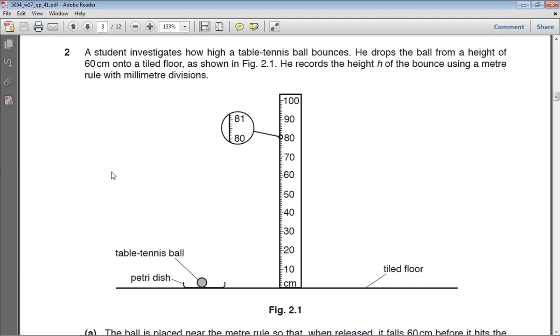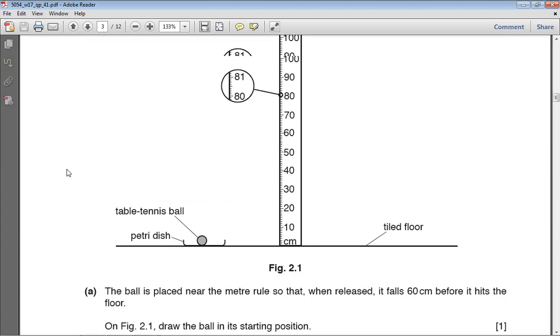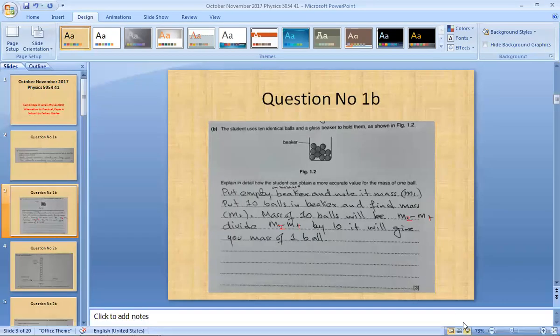This is figure 2.1. They say the ball is placed near the meter rule so that when released, it falls 60 centimeter before it hits the floor. On figure 2.1, draw the ball in its starting position. So this is 60 centimeter. Draw a line here, and above this line, draw a ball here. I've done that. Let me show you.